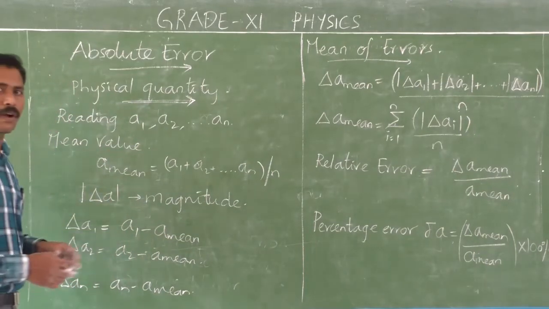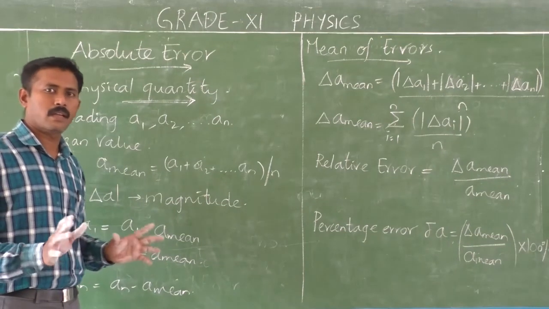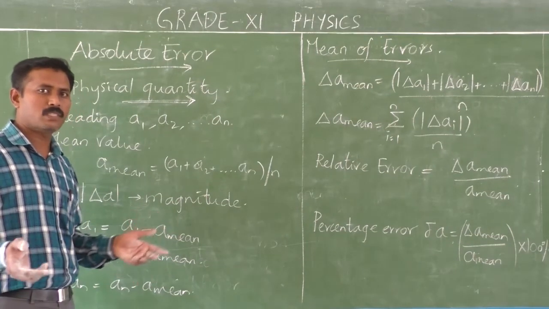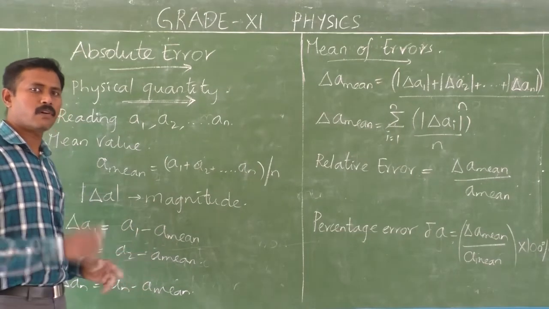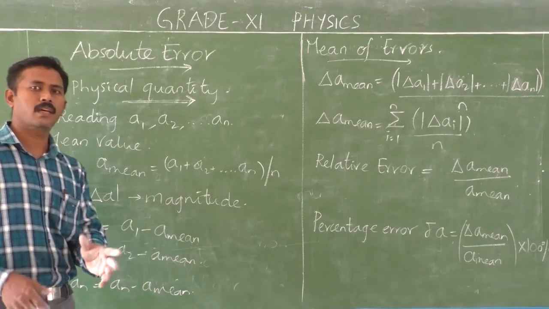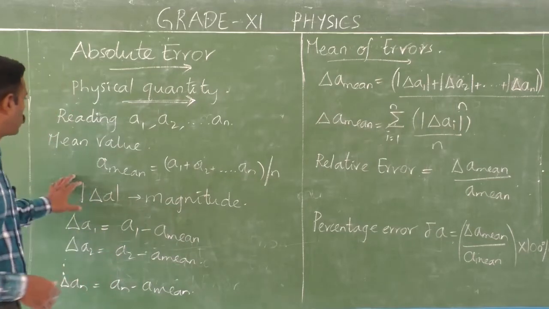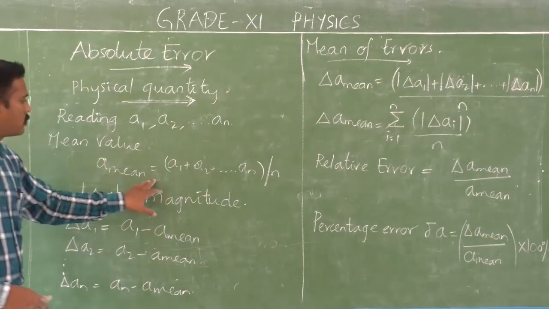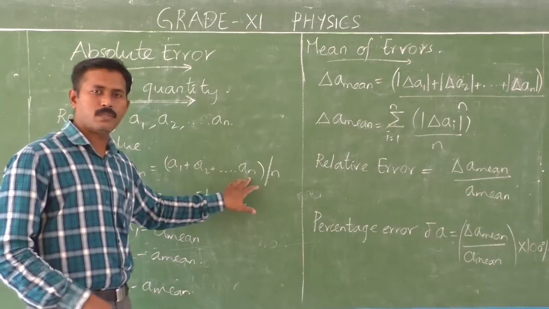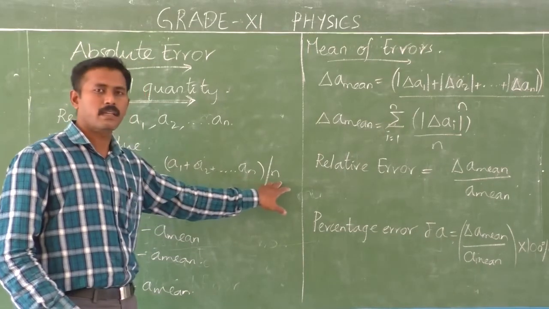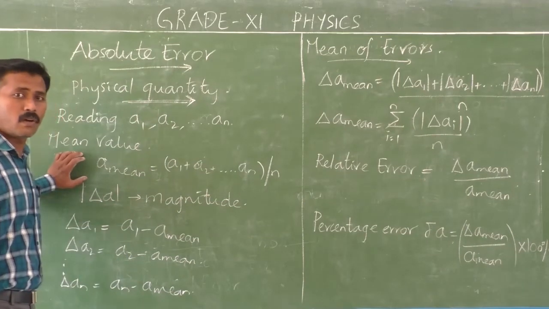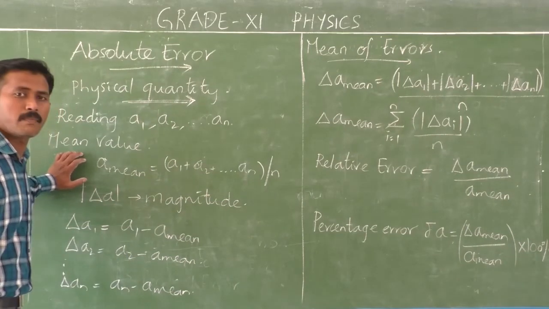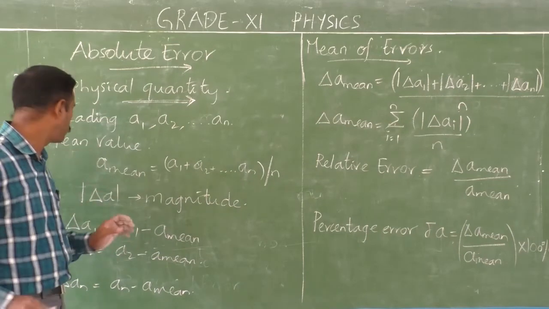I am not sure whether all the readings observed are correct, so we don't know which is the true one. Finally, we take a mean of all the readings, which ends up as the true value. So A mean equals the sum of all the individual readings divided by n, and we get a mean value for all the readings, and that we consider as the true value.